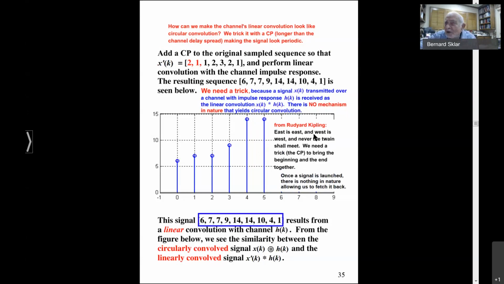Think of what you're doing when you launch a signal. Launch it, it's gone. Poof, it's out there. And I'm saying, oh, I want you to grab it back again and tie it back to the beginning, without any transient, and that's how you're going to have circular convolution. Grab it back again, it's gone. It's not possible. So there is nothing in nature that ever can give you circular convolution. You can only get linear convolution in nature.